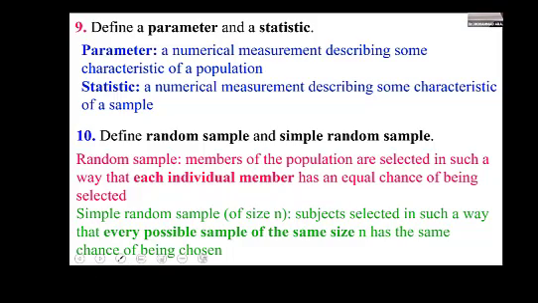So in short, what's happening here? Parameter refers to some sort of numerical measurement describing a population. Statistic goes for a sample. Random sample, every member has an equal chance of being picked. Simple random sample, known as SRS, every sample of the same size will have an equal chance of getting picked.